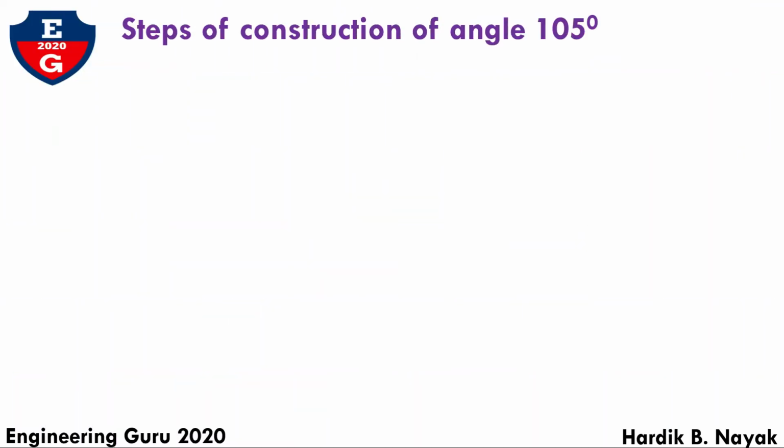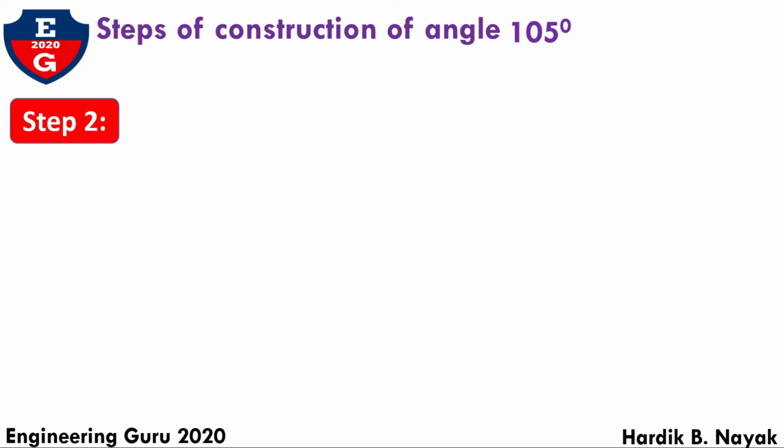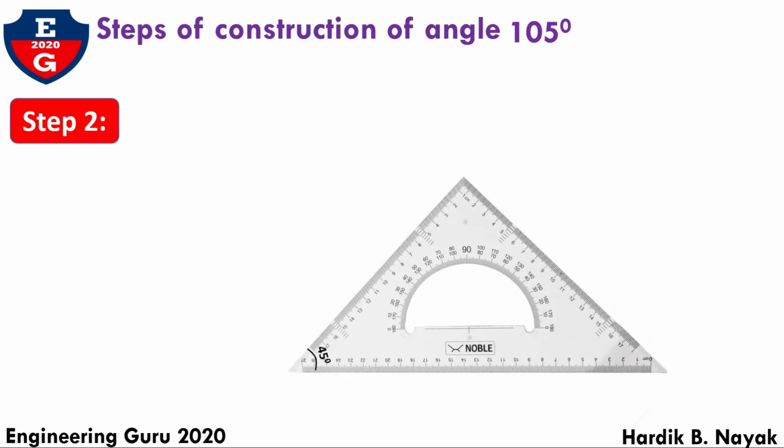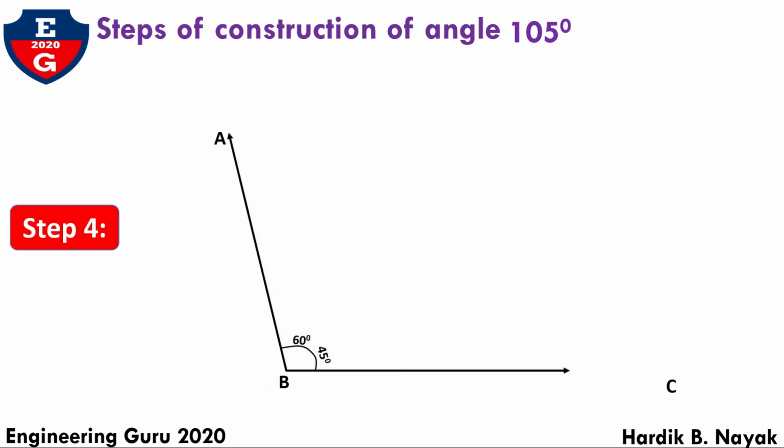Steps of construction of an angle 105 degree. Step 1. To construct an angle of 105 degree, use both the set squares in combination as 60 plus 45 degree equal to 105 degree. Step 2. There are two angles of 45 degree in a 45 degree set square, so it can be placed in two different ways. Now place the 60 degree set square adjacent to the 45 degree set square such that its 60 degree vertex coincides with point B as shown on the screen. After this, draw a line BA along the edge of the 60 degree set square that is not touching the 45 degree set square, starting from point B. The angle obtained measures 105 degree.